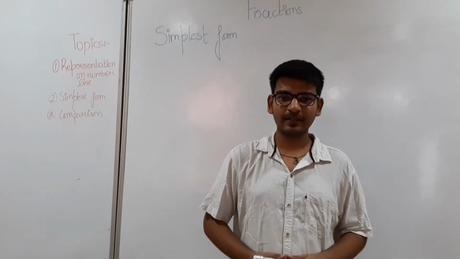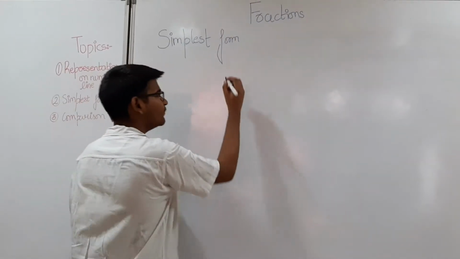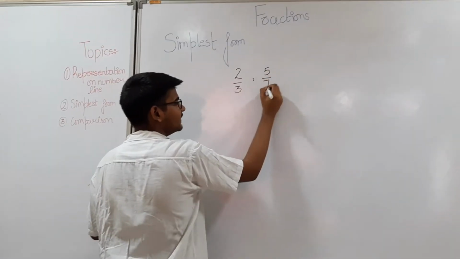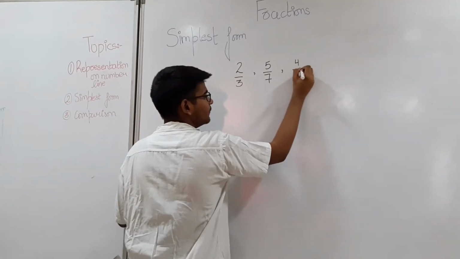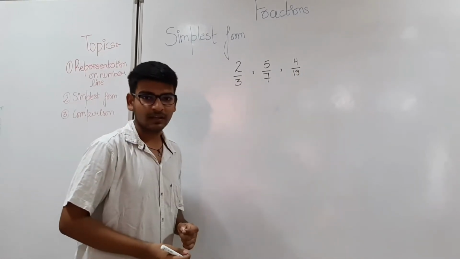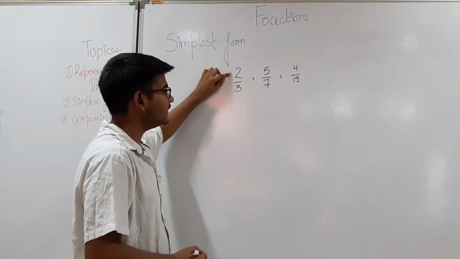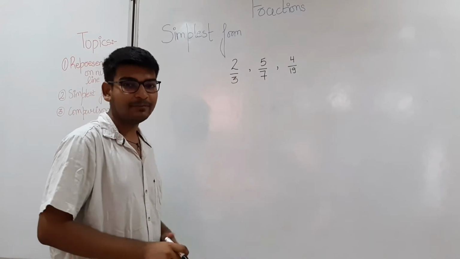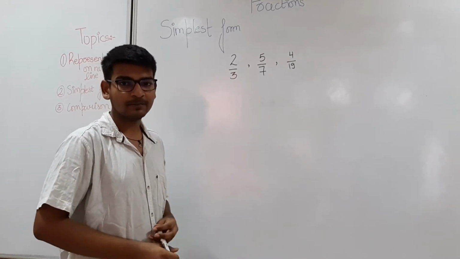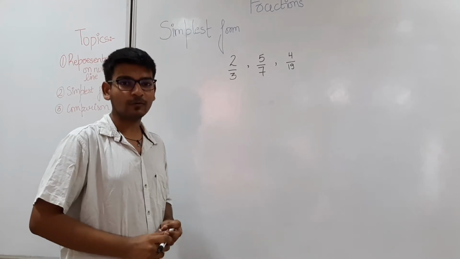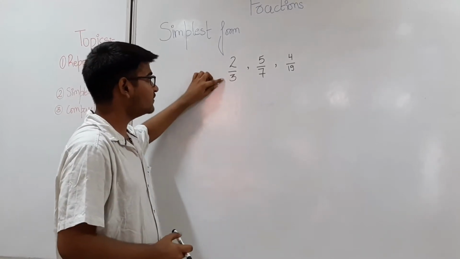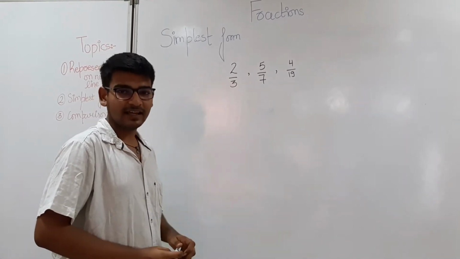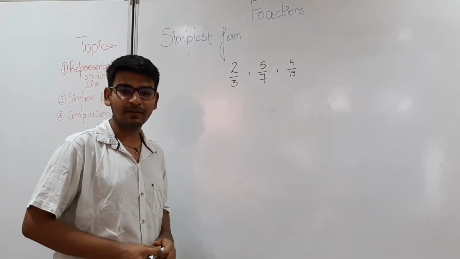So our next topic will be simplest form. So if we observe the fractions like 2 by 3, 5 by 7, 4 by 19 and so on, we observe that here the numerator and denominator have no other common factor except 1. Or we can say that here the numerator and denominator are co-primes. So when we get a form of fraction in which the numerator and denominator are co-primes, then that form of fraction is known as simplest form.